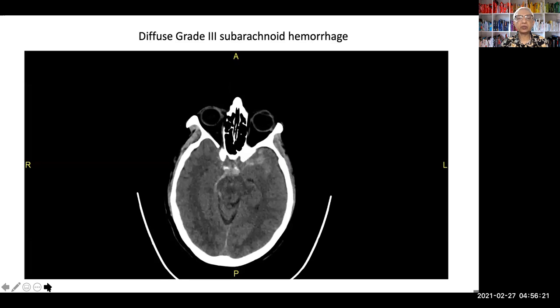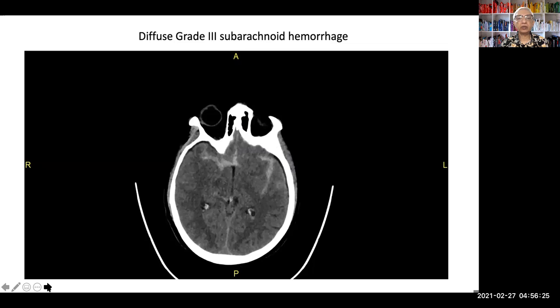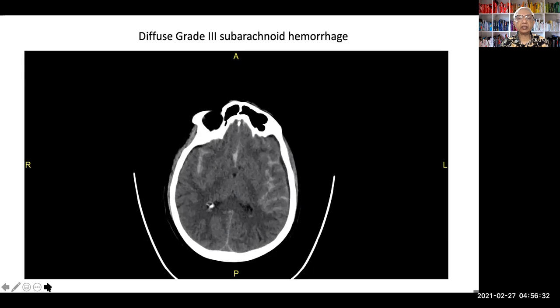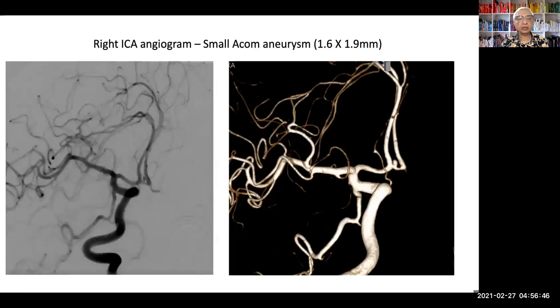The CT scan shows diffuse subarachnoid hemorrhage. It involves the sylvian fissures, the basal cisterns, and also there is this flame-shaped bleed in the region of the anterior commissure, which is very strongly suggestive that an anterior communicating artery has ruptured. We take an angiogram from the right side.